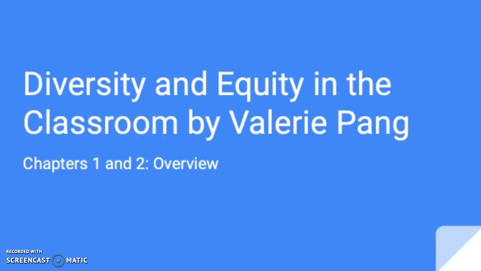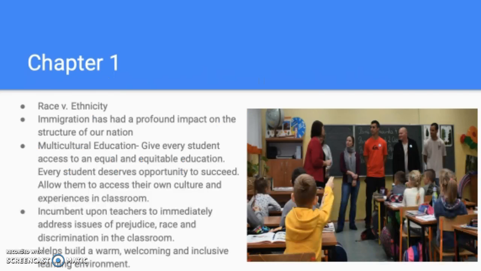So I'm going to give you guys a brief overview of chapters 1 and 2 of the book Diversity and Equity in the Classroom by our very own Dr. Pang. Chapter 1 was about race versus ethnicity, whereas race is a socially constructed idea. Ethnicity is your nation of birth, where you're from, the culture of your nation of origin, essentially. It also talks about immigration, how it's had a very profound impact on the structure of our nation.